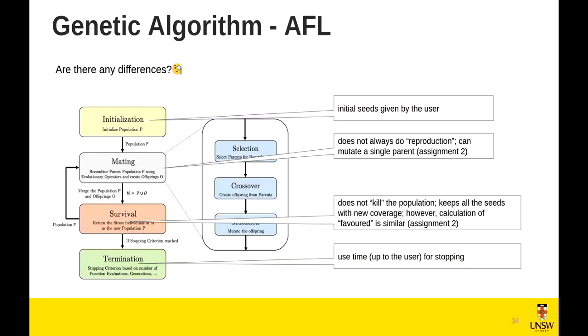And as for termination, normally for genetic algorithms, we limit the number of generations we can have. But for AFL, normally we just use time for stopping. Because in reality, our budget, most of the time, is only limited by time and money. So we use time for stopping in AFL.